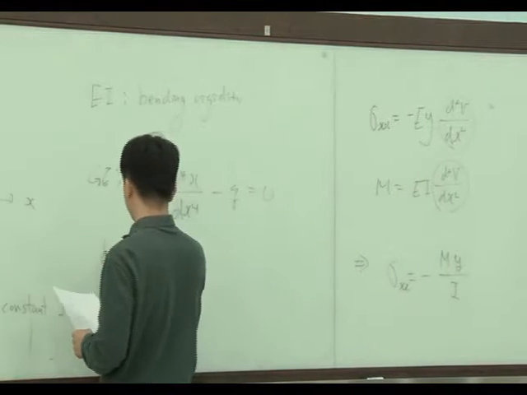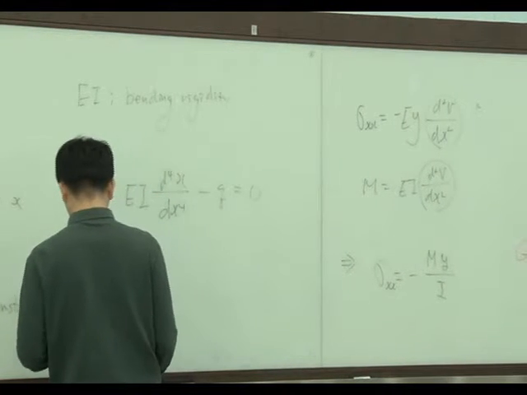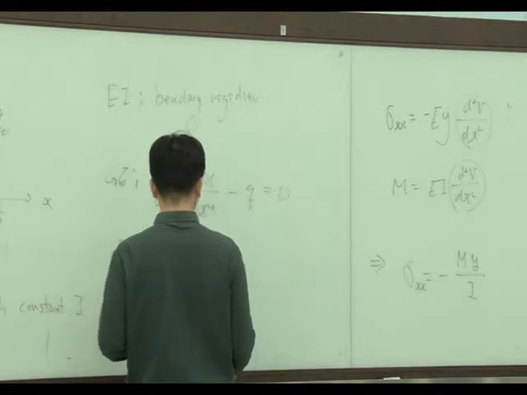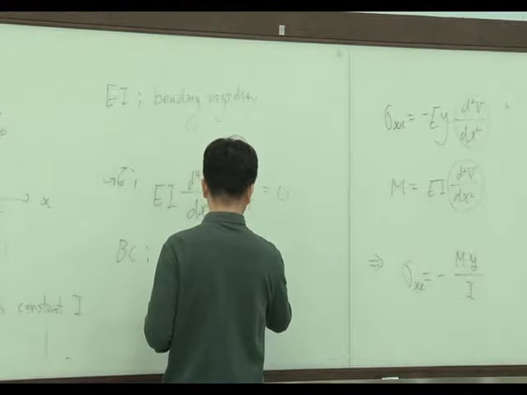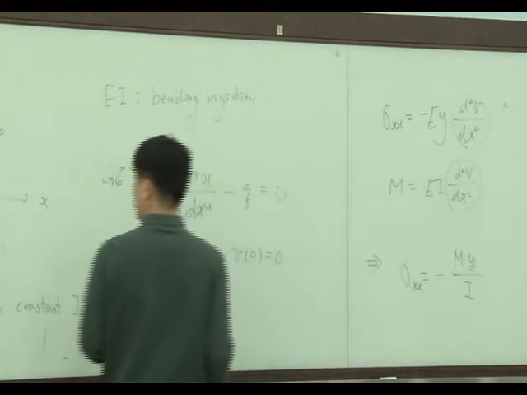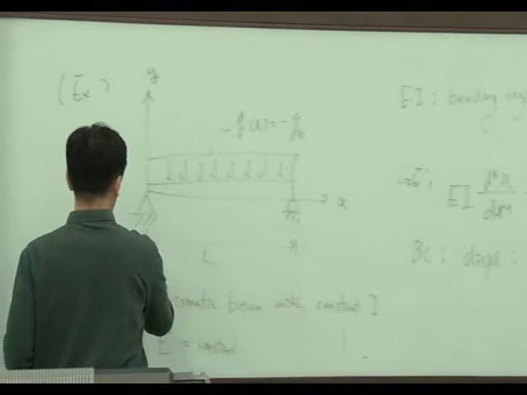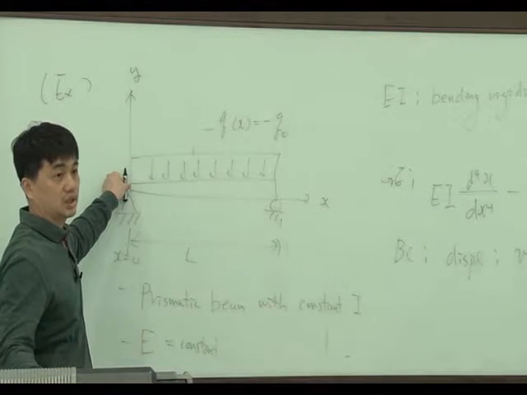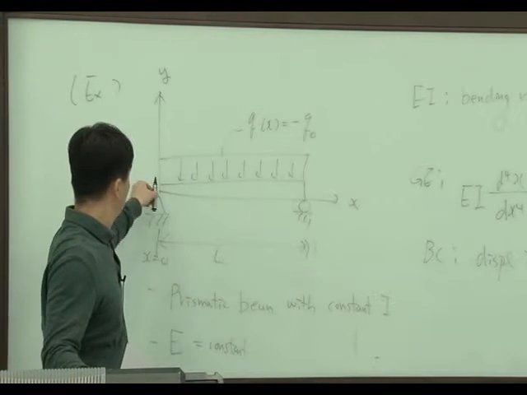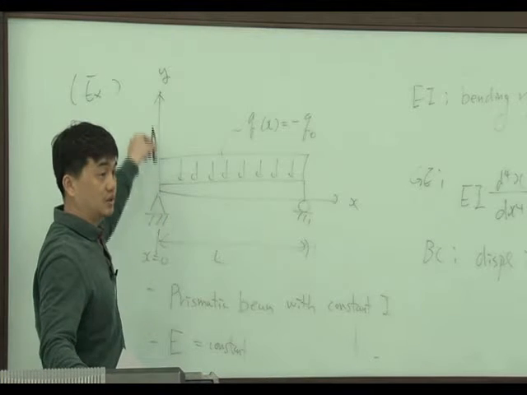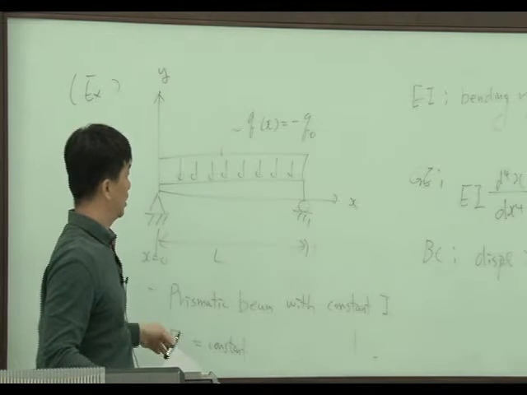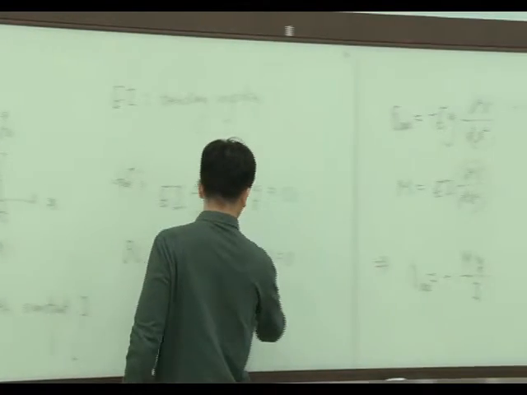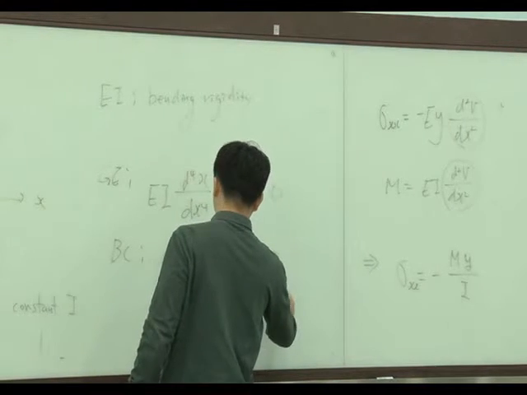And boundary conditions. First, displacement boundary conditions: V(0) equals 0. Here x equals 0. At this point, we have a hinge support, so y displacement is not allowed, it is fixed. And also at this point, y displacement is 0. So V(L) equals 0.